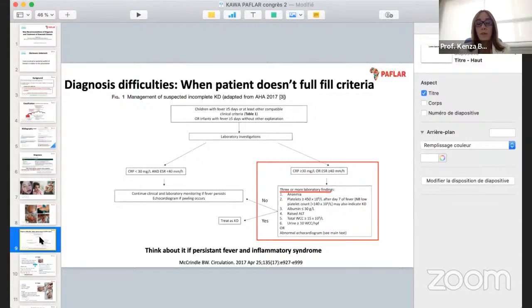Finalement, chaque fois qu'on est en situation d'un enfant, d'un nourrisson qui présente une fièvre qui dépasse 5 jours, soit isolée et qui reste sans explication, ou avec quelques-uns des symptômes, la première chose à faire, c'est de confirmer qu'on est bien dans un contexte inflammatoire. Et donc, on va demander une C-réactive protéine et une vitesse de sédimentation à la recherche de ce syndrome inflammatoire.